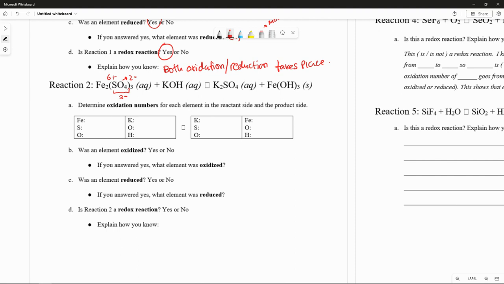All right. So now we know this, we just got to write it down in our box. 6 plus, and we know that the oxygen is a 2 minus in the start because that is one of our rules for oxidation reductions.